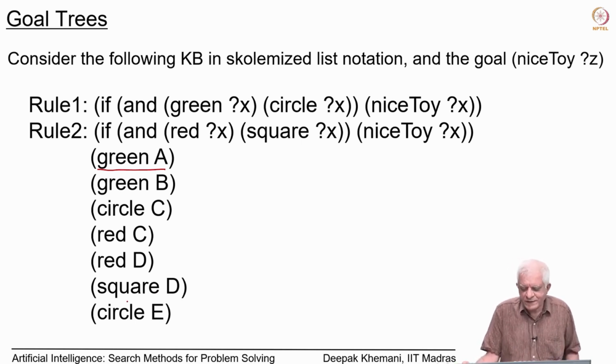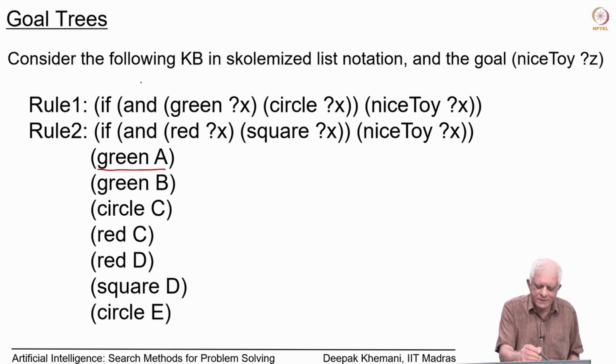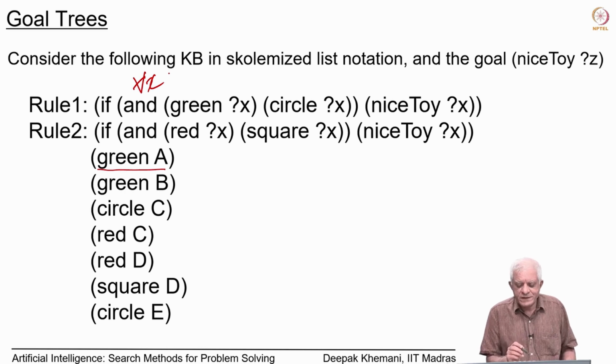There is some child who prefers these kind of toys, and one rule says that for all x, remember again there is an implicit for all x sitting here, if x is green and x is a circle, then it is a nice toy. Let us say we are talking about the base of a block or something like that. That is one rule. It must be green and it must be circular. But there is another rule which says that if it is red and if it is a square, then also it is a nice toy. So there are two kinds of nice toys.